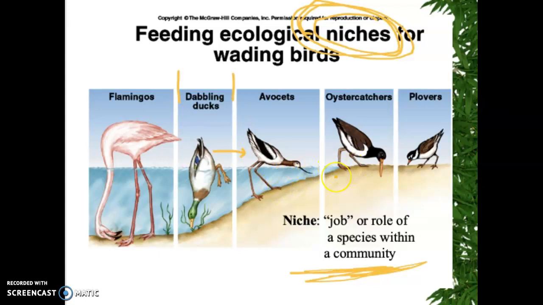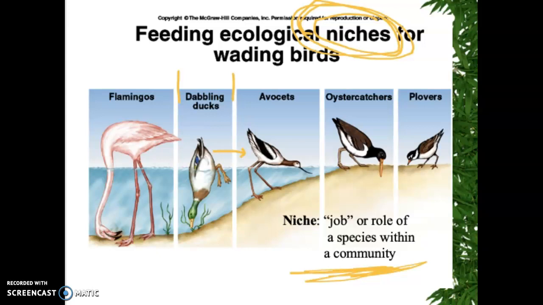Oyster catchers, they don't like their feet wet. They stay right on the edge of the shore where the sand is softer and moister. Plovers, push them back up about 20 or 30 feet where it's drier. They've evolved to picking insects out of that dry sand there. So everybody has evolved their own little niche or job within the community, every species.